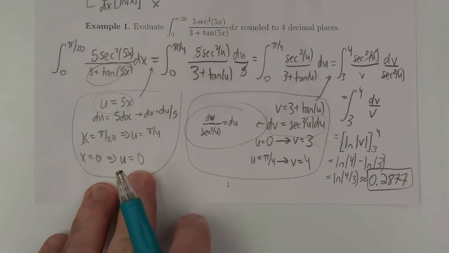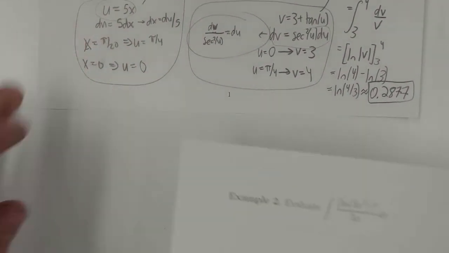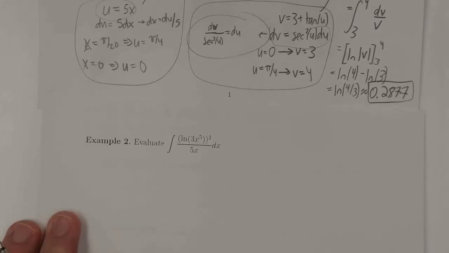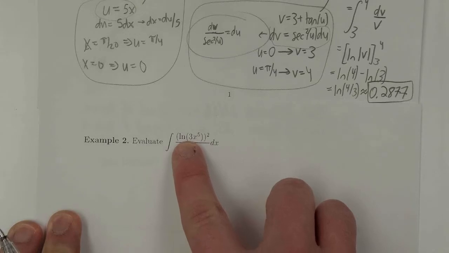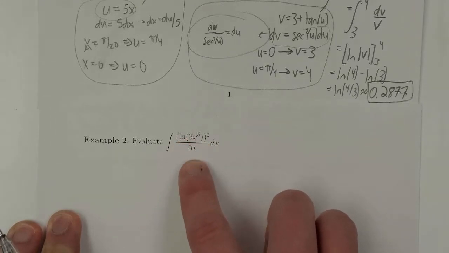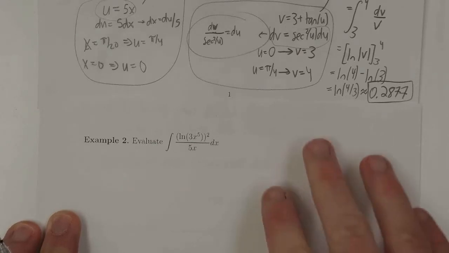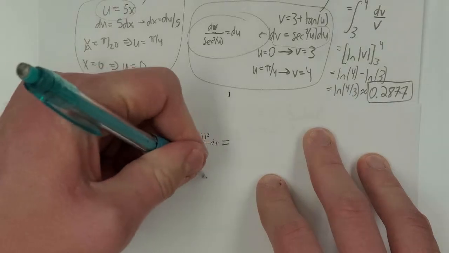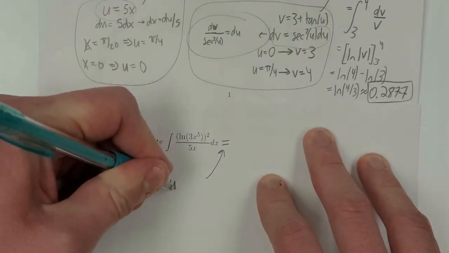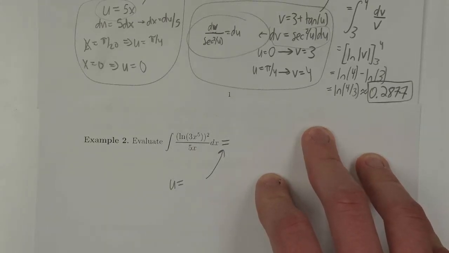So let's move on to example 2 then. So moving on to example 2. In this case, we have: evaluate the integral of natural log of 3x to the 5th, quantity squared, over 5x. Okay? So in this case, it looks like we're going to need to utilize another u substitution. So in this case, what would you want to let u equal here? Any thoughts or suggestions?